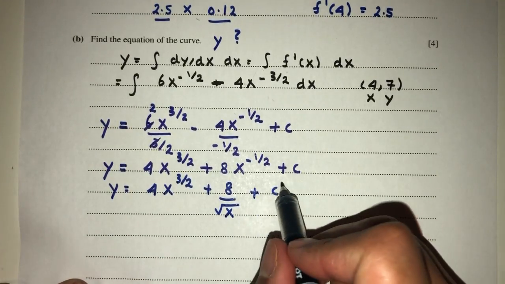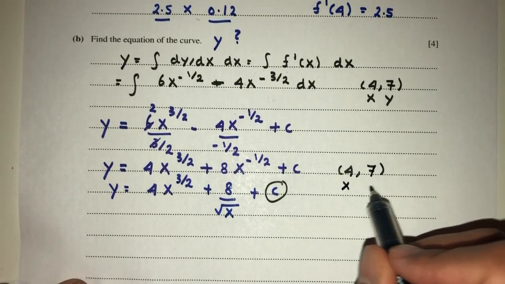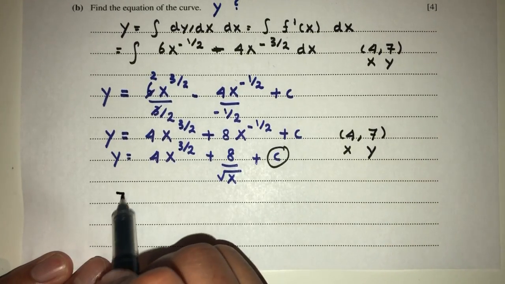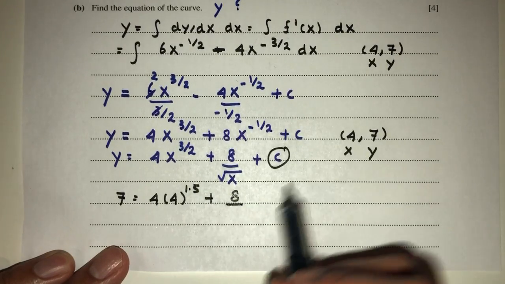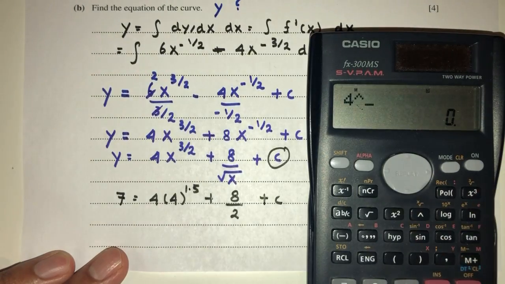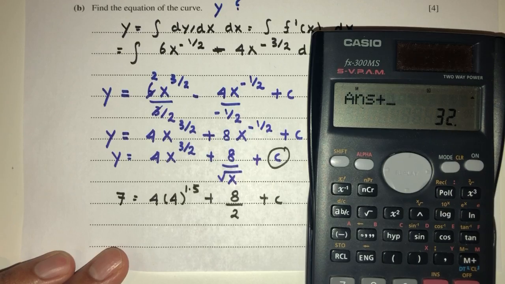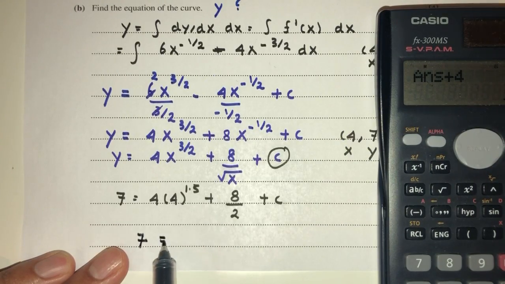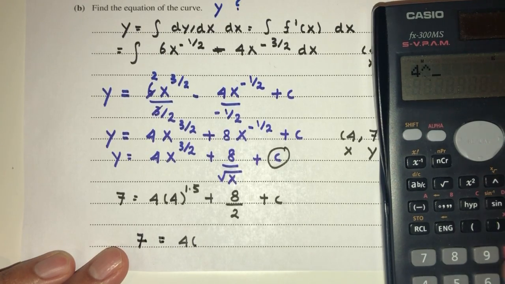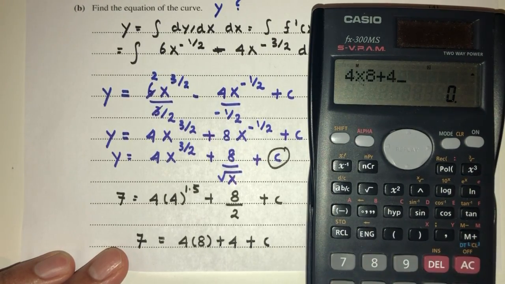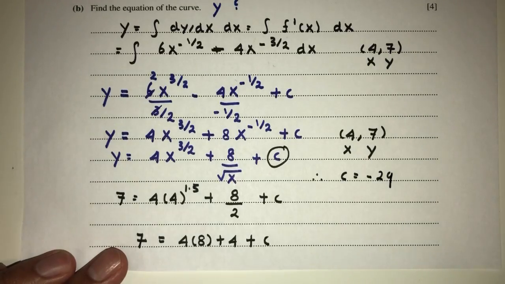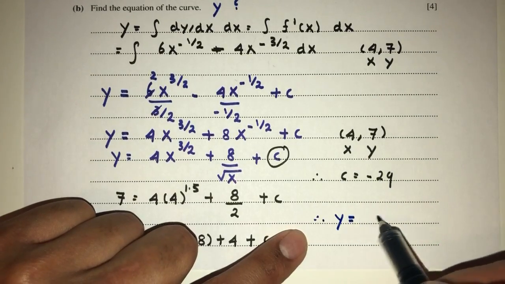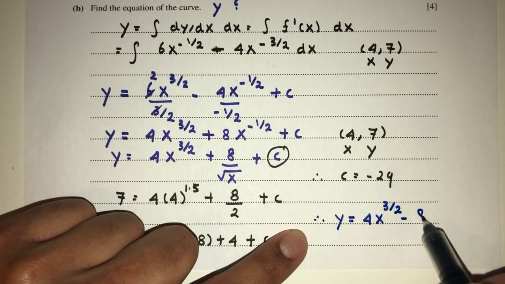So now we have to find this value of c. We have to use these two values. This is the x coordinate, this is the y coordinate. So here we have 7, 4 times 4 to the power 1.5, right? 3 divided by 2 is 1.5, plus 8 over root of 4, which is 2, plus c. So 4 power 1.5 is 8, times 4, plus 4. So here we have 7 is equal to 4 times 8, plus 4, plus c. So what is the value of c? 7 minus the answer, that will be 29. So from what I can see, c will be minus 29. So I conclude that my equation will be y equals 4x^(3/2) plus 8 over root of x minus 29.